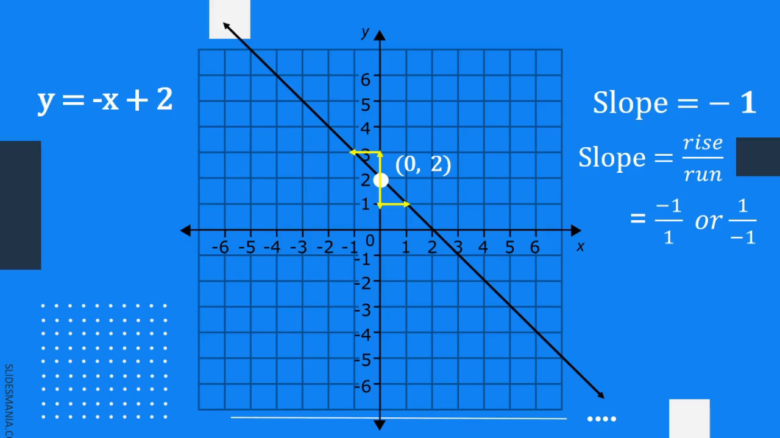Pwede pa rin nating mag-graph yung line natin kanina. Di ba, yung line natin na x plus y is equals to 2. Pwede natin siyang mag-graph using the slope-intercept form na y is equals to negative x plus 2.